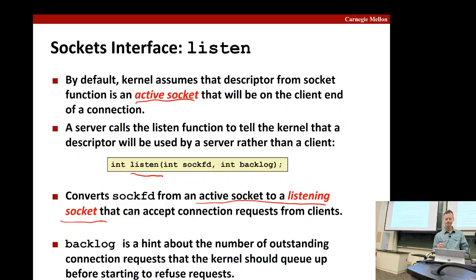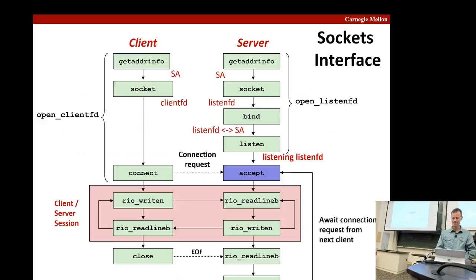It converts it from an active socket to what's called a listening socket that can now accept requests from clients. As with some of the other calls, there's an added parameter. This is a hint about the number of outstanding connection requests the kernel should queue up before starting to refuse requests. So if your server can only handle 1,000 connections at once before it falls on the floor, then you set that to 1,000. So now we have this file descriptor and it's actually actively listening.